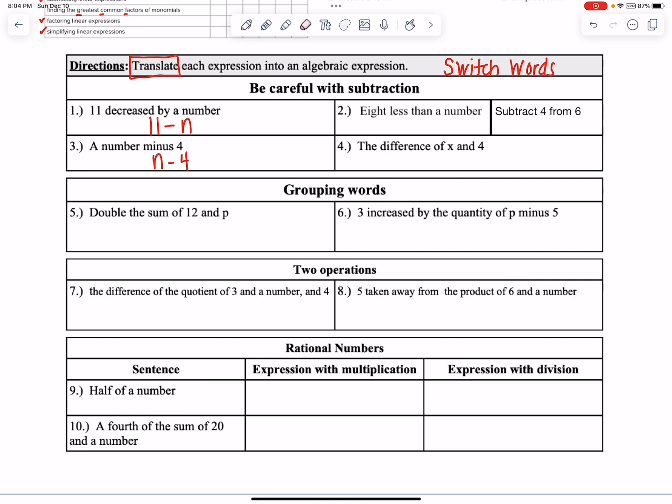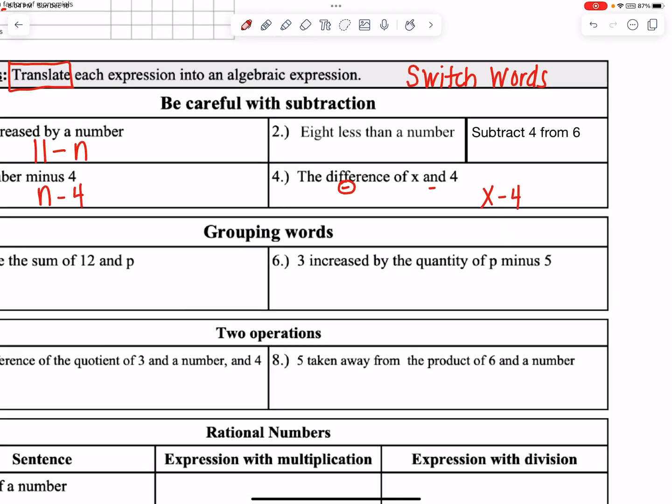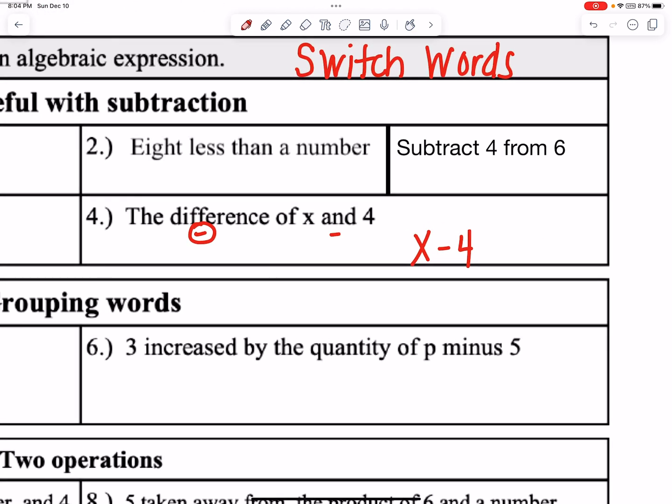The only exception is something like row 2 there. So let's go ahead and do number 4 real quick. The difference of x and 4. Remember, difference means subtract, and so you may want to make a note of that. So we have the difference of x and 4. So we have just x minus 4.